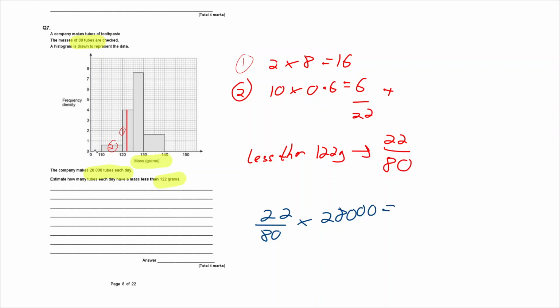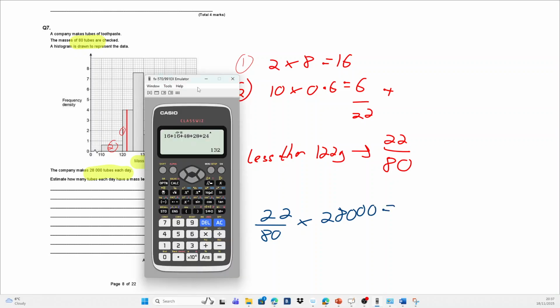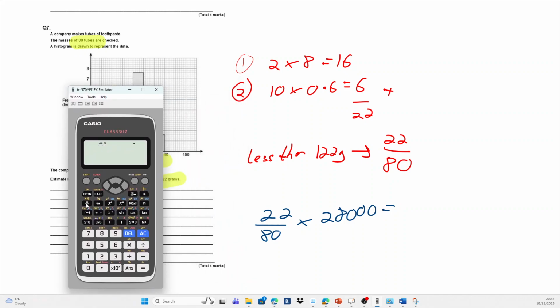I'm hoping it is, because I've not looked at the mark scheme. So I've got 22 over 80. I'm going to times that by 28,000, and that gives me 7,700, which is not looking correct on the mark scheme. Right, what's happened there then? This is a bit of a bummer.